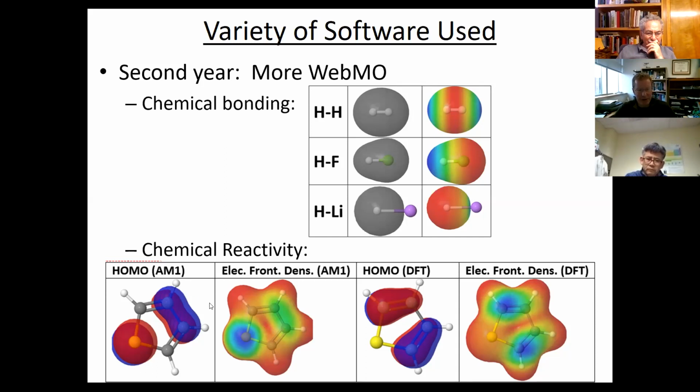So now we're starting to open the black box from WebMO a little bit, and we're showing them how the calculations are done is going to impact the accuracy of your results. So we have to use a higher level of theory to actually get the correct answer here. So we can start talking about details of calculations a little bit here. It's important.